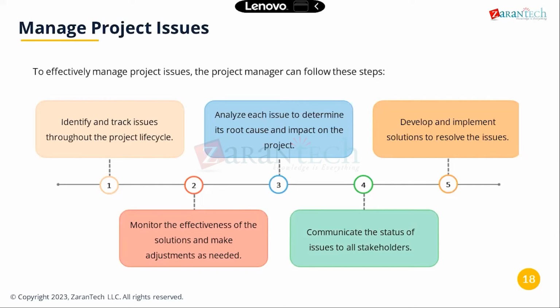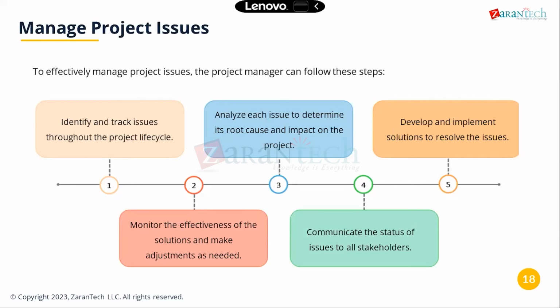Analyze issues. Here we are talking about, for every issue, conducting thorough analysis, determining the root cause, how it impacts the project objectives, and any potential risks it poses. Then communicate the issue status. Here we are talking about regular communication of the status of issues to all stakeholders. Transparency in issue tracking and resolution helps keep all parties updated with the latest information.